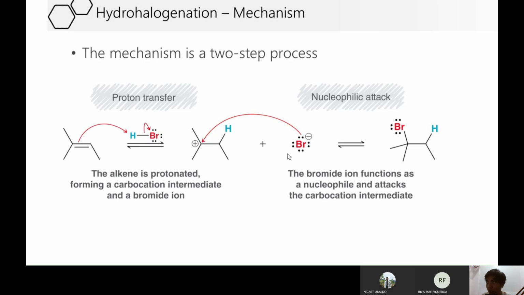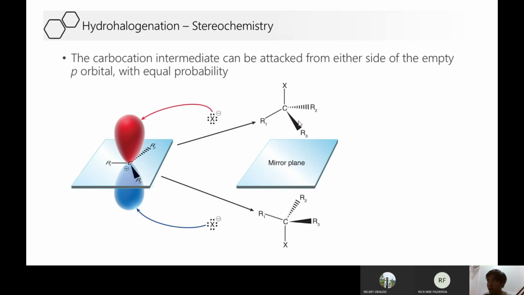Then finally, your halide, your nucleophile, will attack that carbocation. What else do we know about this? Ang isa pang alam natin dito is that the carbocation is sp2 hybridized. So, ano mangyayari? Your nucleophile can attack either the top part or the bottom part of that sp2 hybridized plane. Itong trigonal planar na yan.